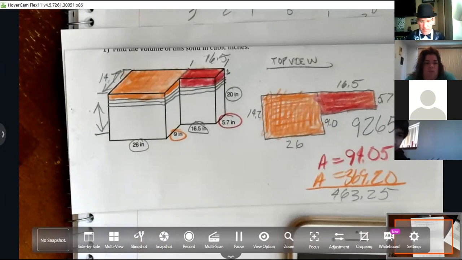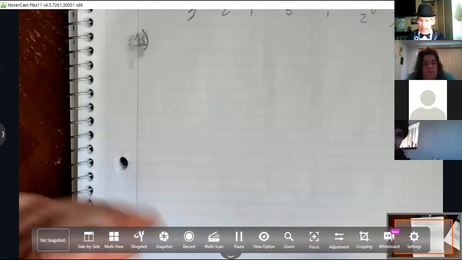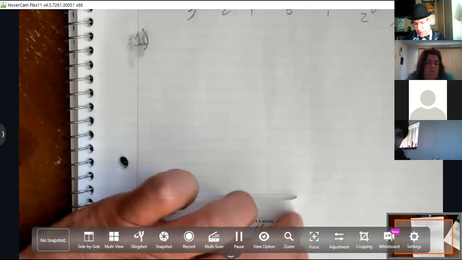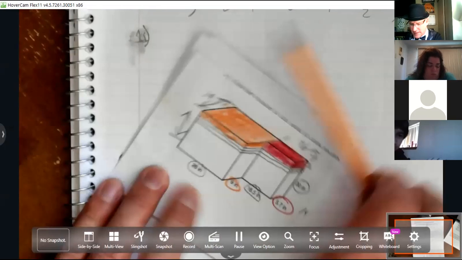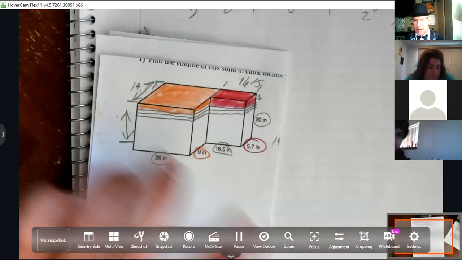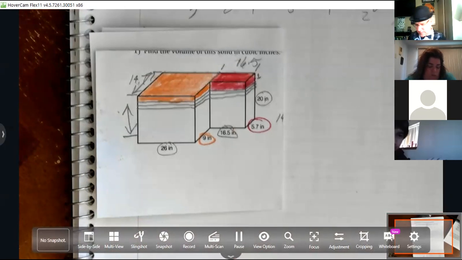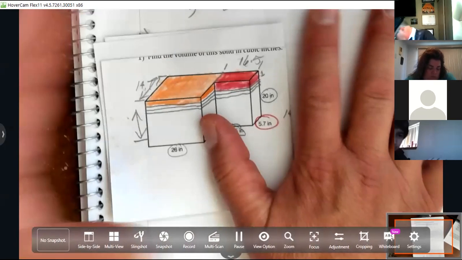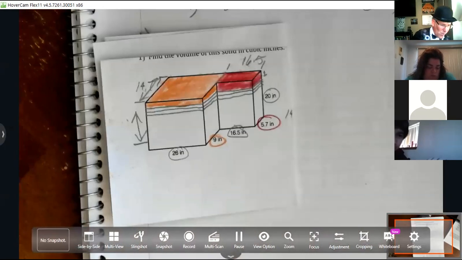But there's another method. So I'm going to fold my paper again, and we will do method 2 right now. I want you guys to look at this. Is there another way we can divide this shape? You guys see another way to divide the shape?